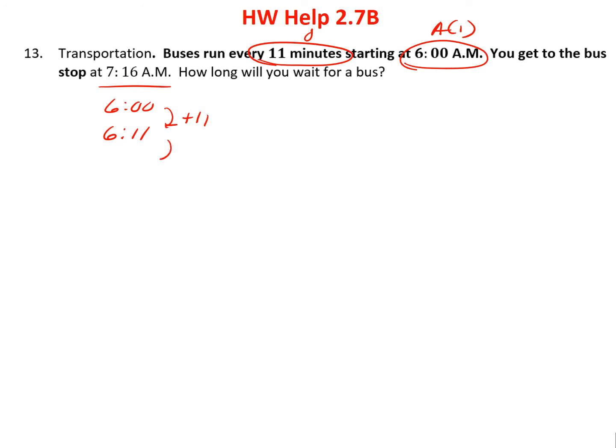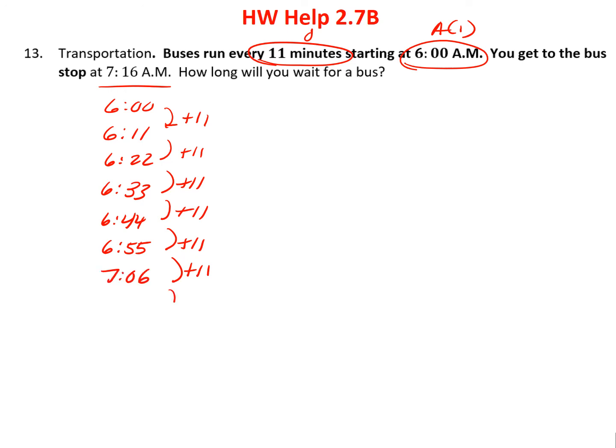So if we add 11 again, the next bus will come at 6:22. Add 11 again, the next bus will be there at 6:33. Add 11, 6:44. Add 11, and we're going to get to 6:55. Now be careful here. We're going to cross the hour, add 11. So 5 more minutes gets us to 7. That leaves 6. We're going to be at 7:06. Then add 11 again, and we'll be at 7:17.